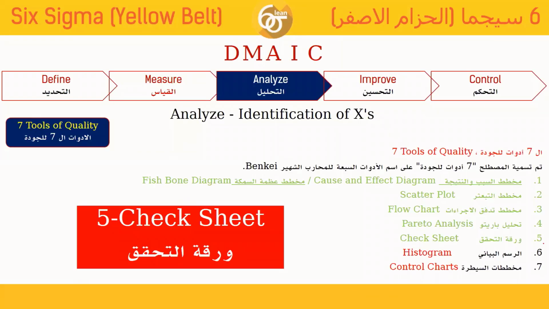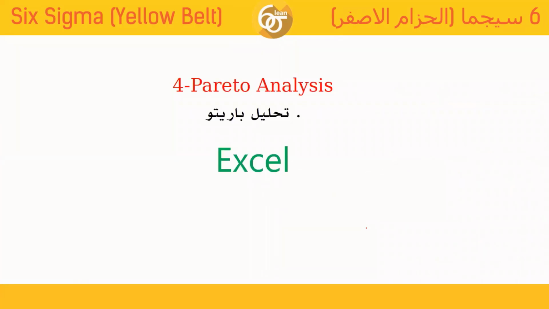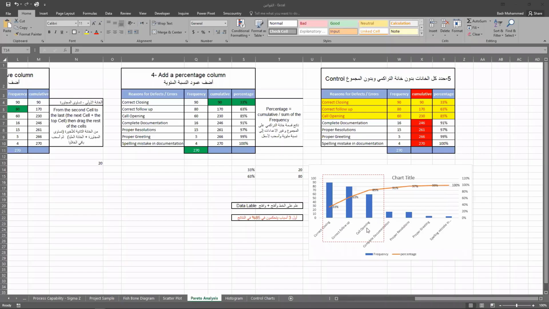Number 5, we have Badr, yes, tell me. Can you go to the chart, the Excel, for the Pareto chart? In this one, the right side, the percentage which is next to cumulative, how did the percentage come? Can you explain that? I couldn't get it.